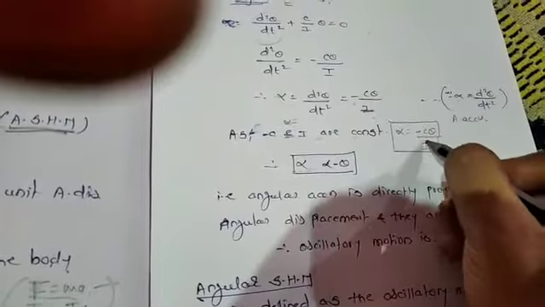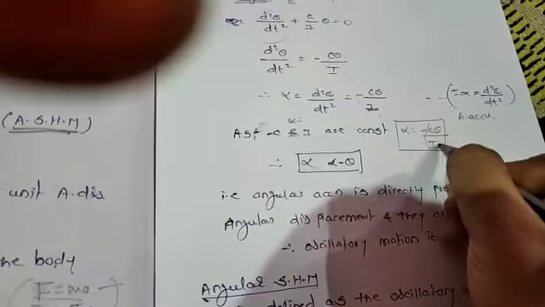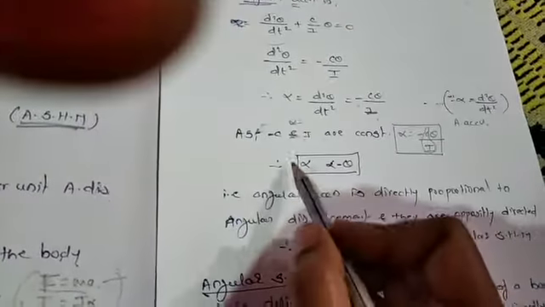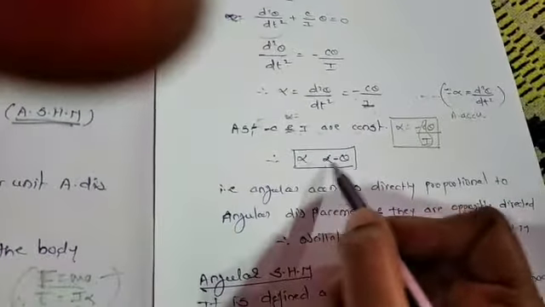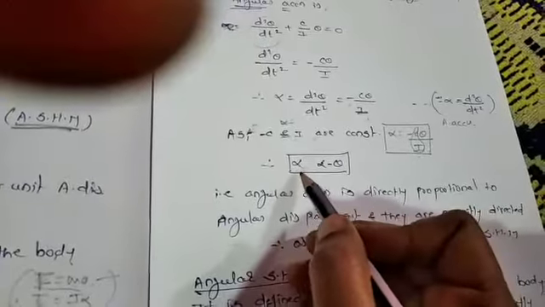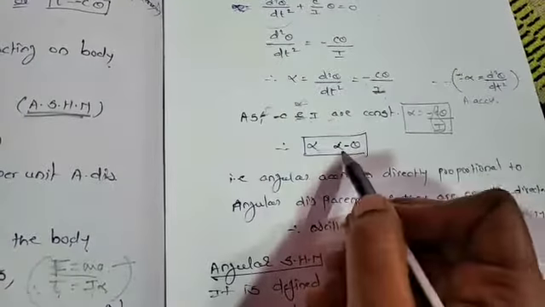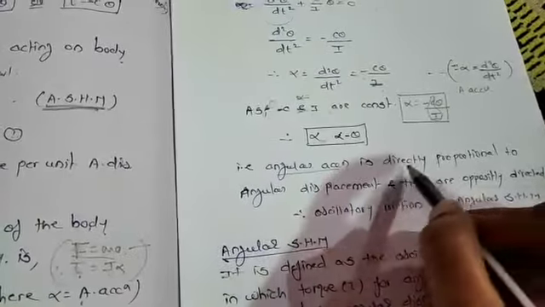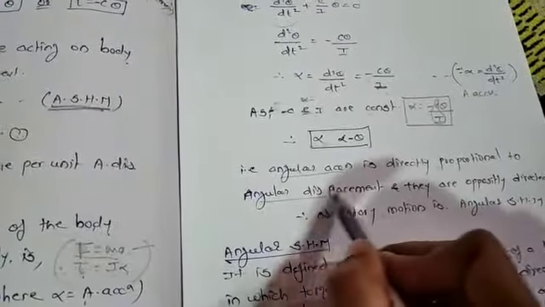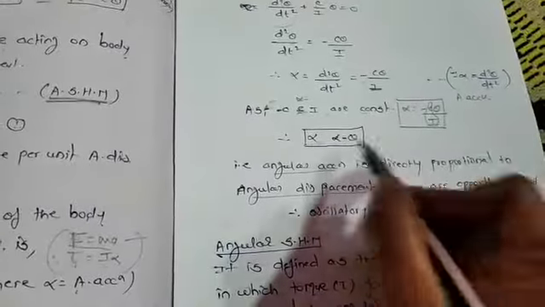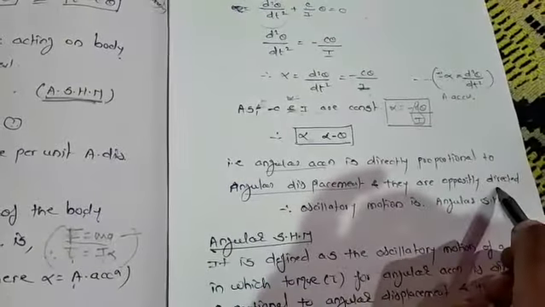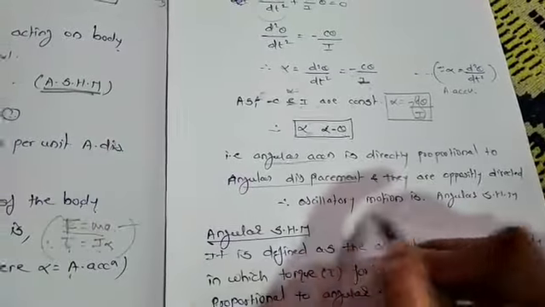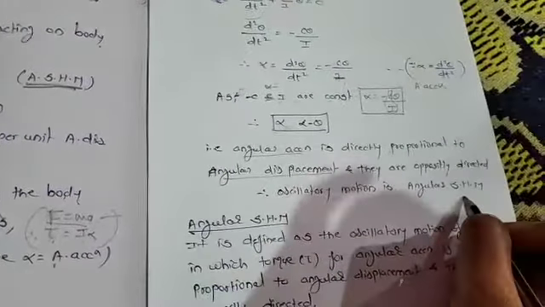If c and I, these two terms, remain constant, then we can write alpha is directly proportional to theta. That is, angular acceleration is directly proportional to the angular displacement, and they are oppositely directed. So therefore we can write that oscillatory motion is an angular SHM.